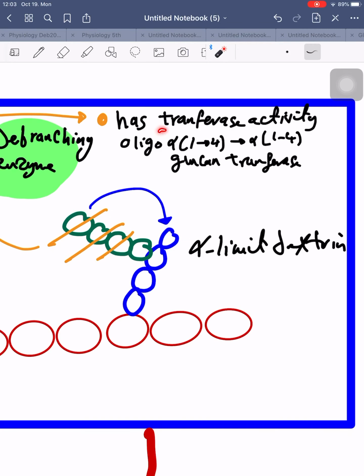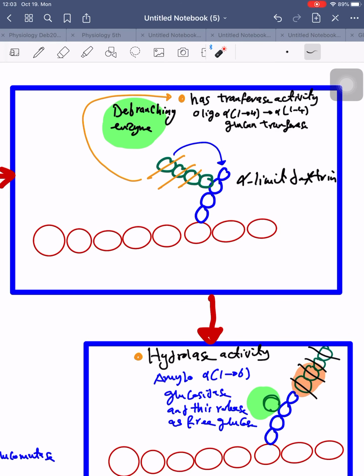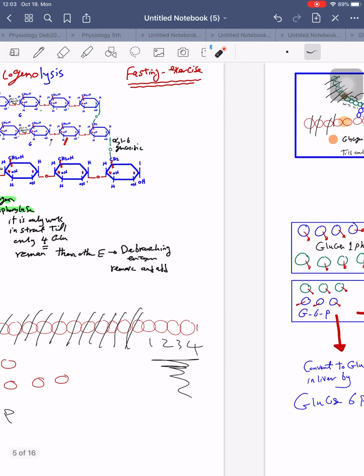This is called what? Transferase activity. It has a transferase activity. To make what? Oligo, like 3, alpha 1, 4, glycogen transferase. So alpha 1, 4, glycogen transferase. What happened? I got just 3 glucose from here to add the 3 glucose here. Transferase activity. Okay, so this one is called alpha limit dextrin. Here is alpha limit dextrin.